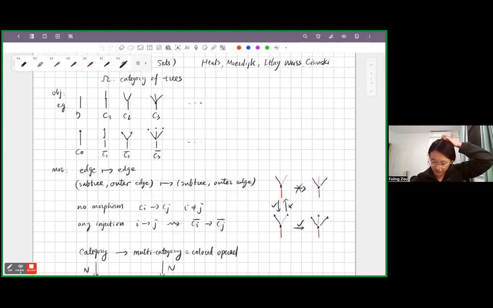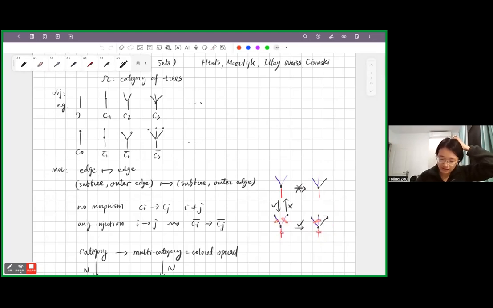But if we do it for the closed version, it does work because now we are not picking this as a subtree. This is not a subtree, but we are mapping to this full thing with the black edge and the end vertex. So this is the subtree that we are sending this subtree to, and its outer edge now corresponds to this outer edge.